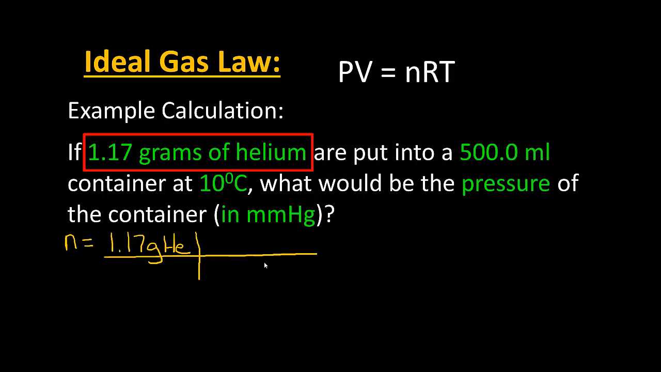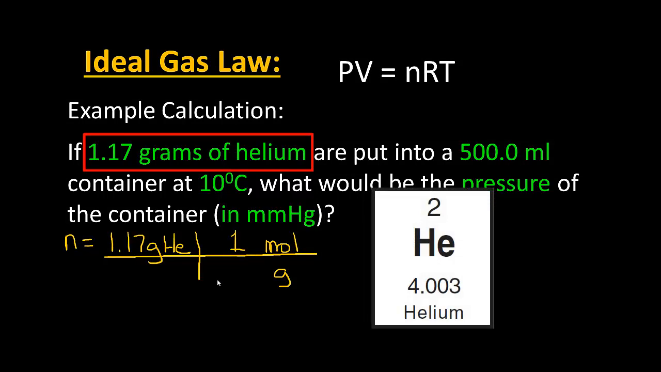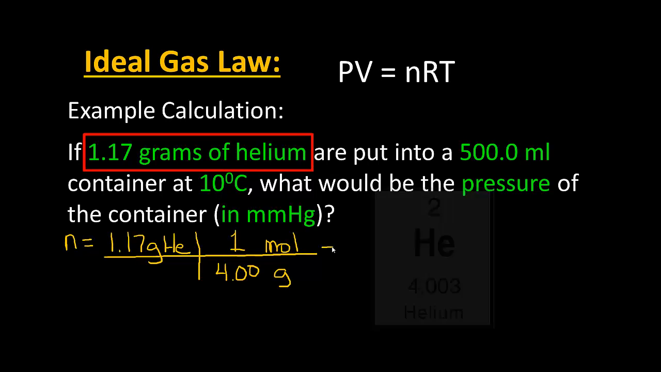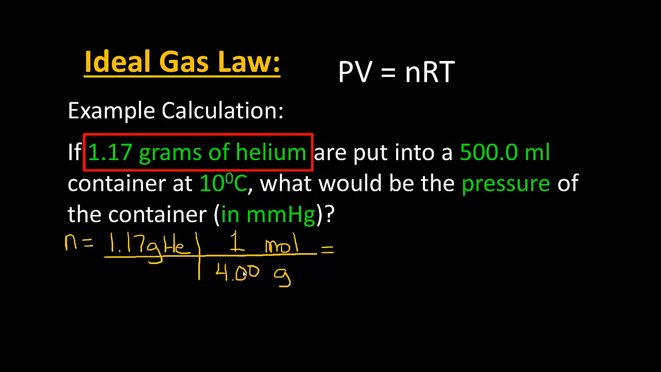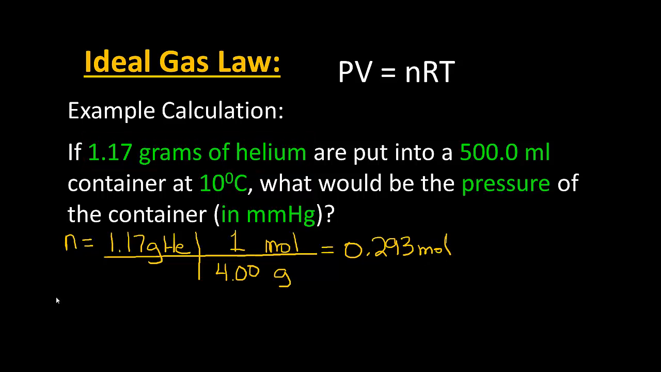Now, whatever units we have on the top, we always put on the bottom, and we're looking for moles. If it's a mole to gram, not a mole to mole, we always put a 1 next to the mole. And grams per mole, that's molar mass. So we're going to look on our STAR reference sheet, the periodic table, for the molar mass of helium. Helium is 4.00 grams per mole. So 1.17 divided by 4 is equal to 0.293 moles.